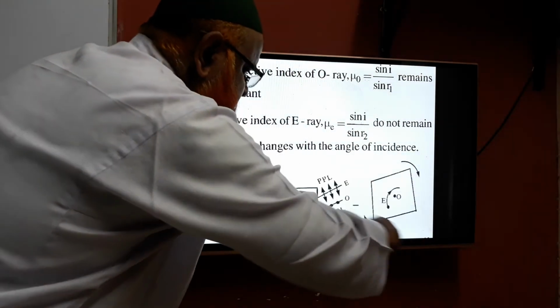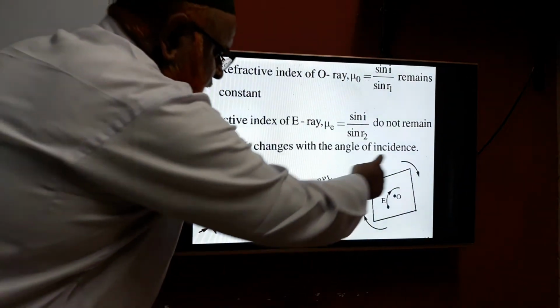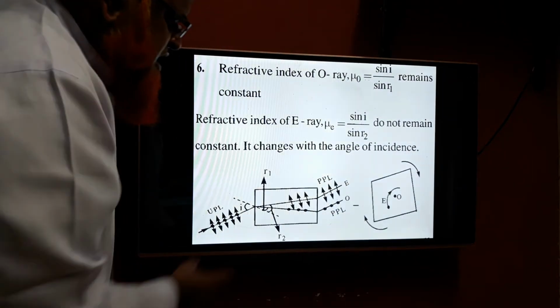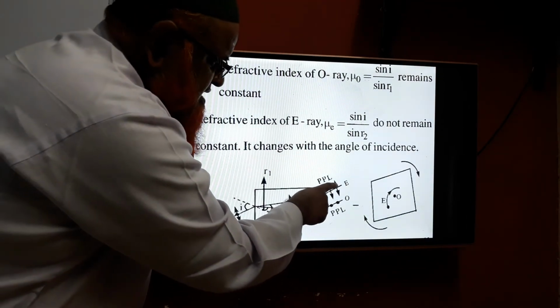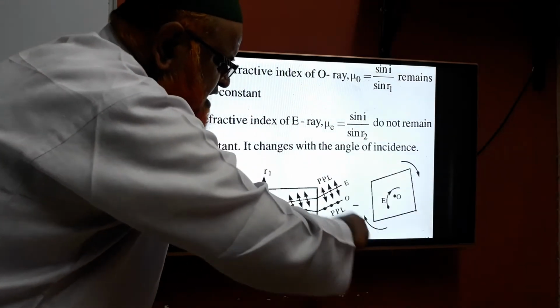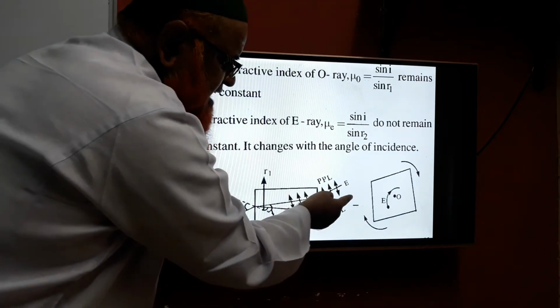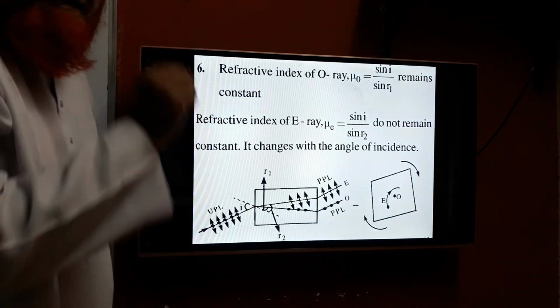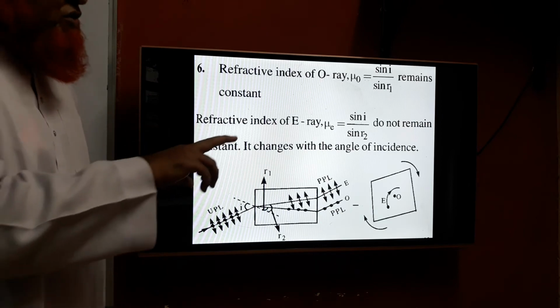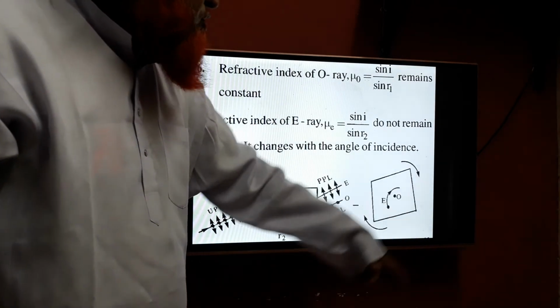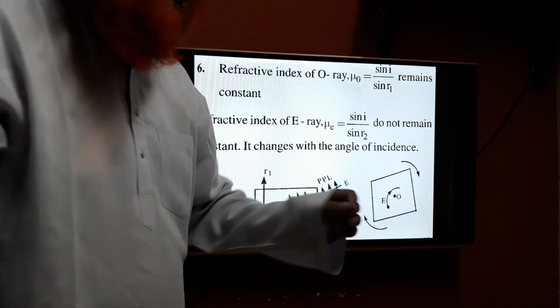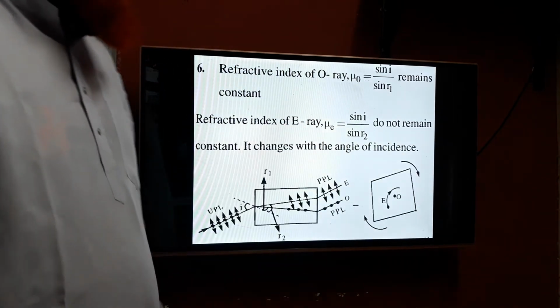And if you observe the screen here, when you rotate the crystal, you will observe that the extraordinary ray takes a circular path, whereas the ordinary ray forms a dot. So to show the difference, you can observe that the extraordinary ray takes a circular path, and the ordinary ray forms a dot there.